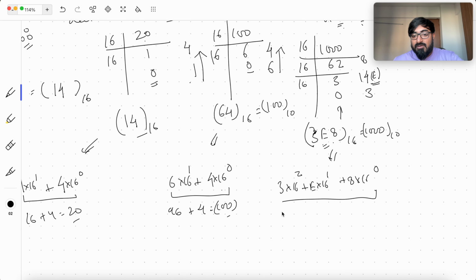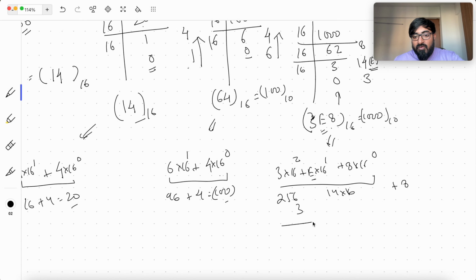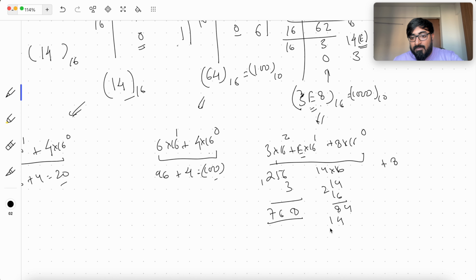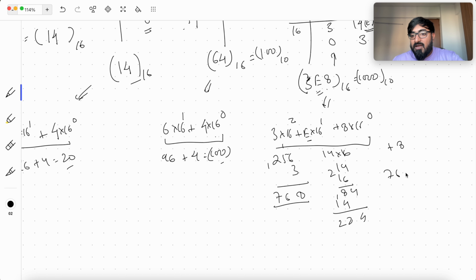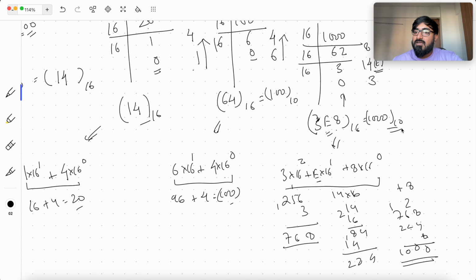Then we have 3E8. So 16 squared, 256, into 3. And E is 14 into 16. Plus 8. So 256 into 3 is going to be 768. 14 into 16 is going to be 224. Adding 768 plus 224 plus 8 gives 1000. This is 1000 in base 10.